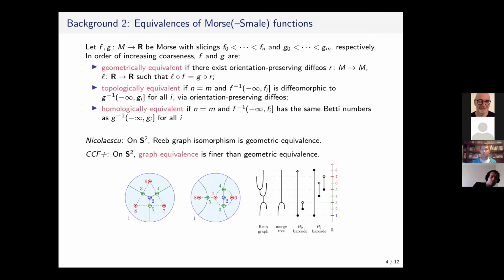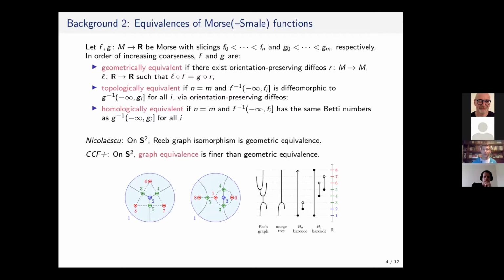They have the same merge tree, which is just like the Reeb graph, except instead of level sets, you take sublevel sets. And they have the same dimension 0 barcode. They have the same dimension 1 barcode. So in most common equivalence classes, these are considered to be the same functions, but we see they're not the same. So we can talk about graph equivalence and using the Morse Smale graph as an invariant for Morse Smale functions on the sphere.